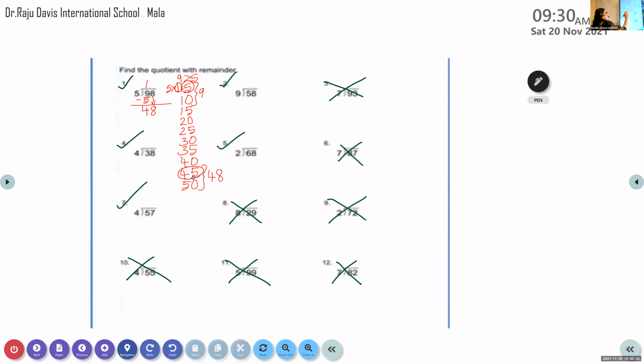So take 45. Now 1, 2, 3, 4, 5, 6, 7, 8, 9. 5 nines are 45. So the middle number will go up. The product will come down here. Subtract it. 8 minus 5, 3. 4 minus 4, 0. So now 3 is lesser than 5. No other number to take down. So it will be the remainder. Now you have to stop there.